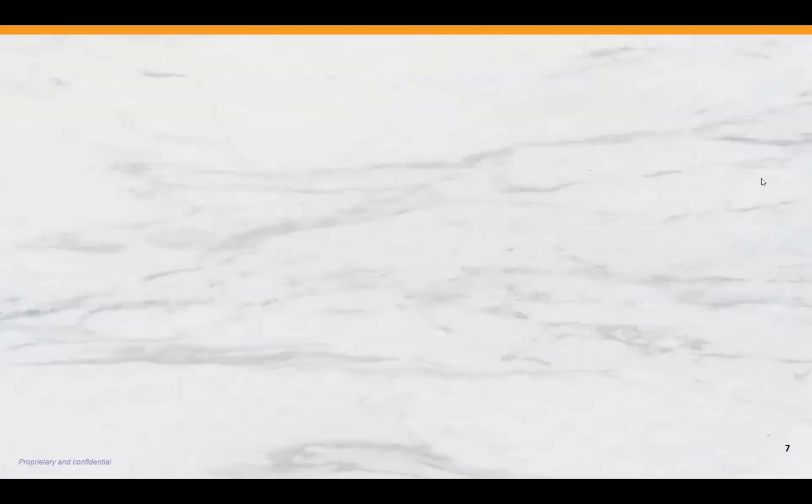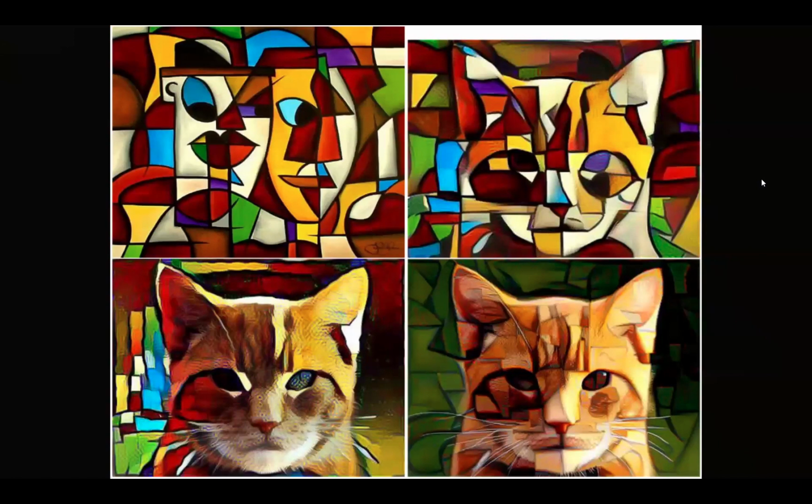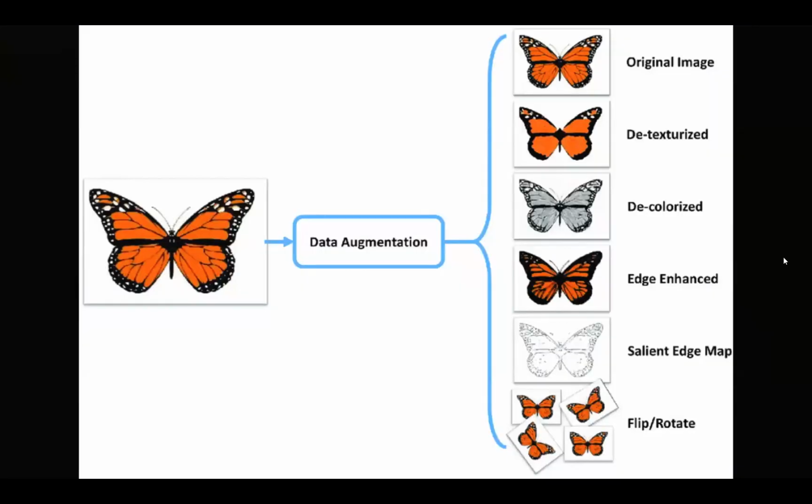Some of them are image synthesis, semantic image editing, and style transfer. We have something called neural style transfer, and it's literally booming nowadays. We can try free resources as well. Then we have data augmentation and a lot more.